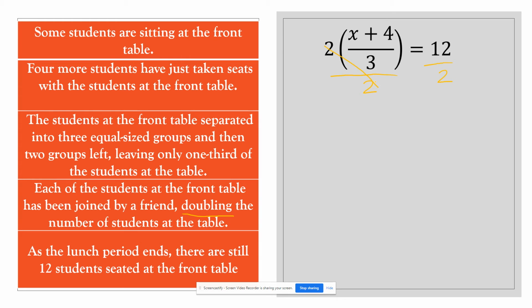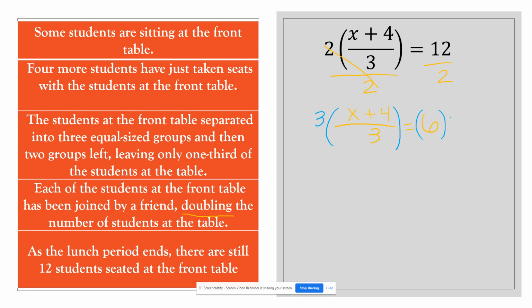What's nice, what happens here is that 2 is going to be canceled out. We know 2 divided by 2 is just equal to 1. Well, what's 12 divided by 2? Well, that is equal to 6. So now we have x plus 4 all divided by 3 is equal to 6. Well, we still need to get x by itself. What's in the way? This divided by 3. So we can undo that. How do we undo division? Well, we're going to multiply.